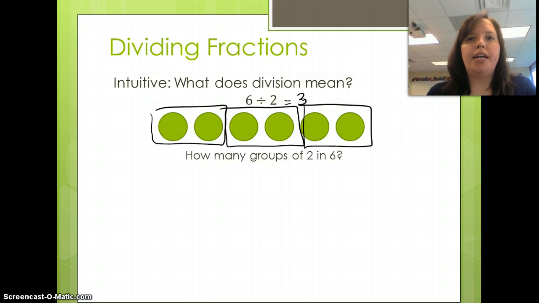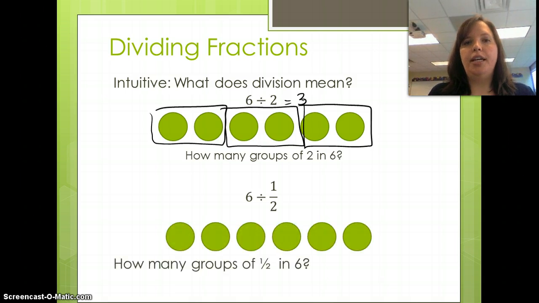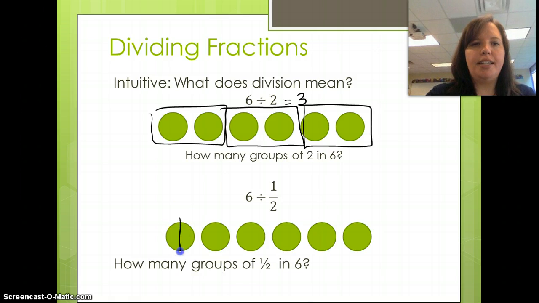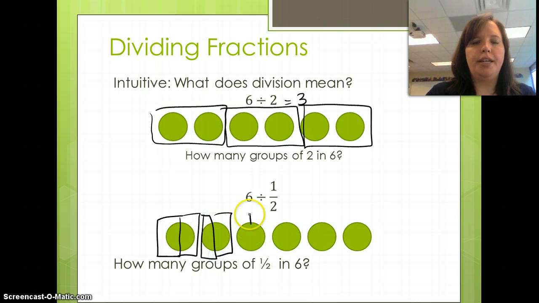So what are you really asking when you're talking about division? It's how many groups of 2 are there in that first number? So if we change this to fractions now, and I chose these to be kind of strategic, we're thinking instead of how many groups of 2, we're thinking how many groups of 1/2. So I have to divide each circle into half to make a group. How many groups do I end up with?